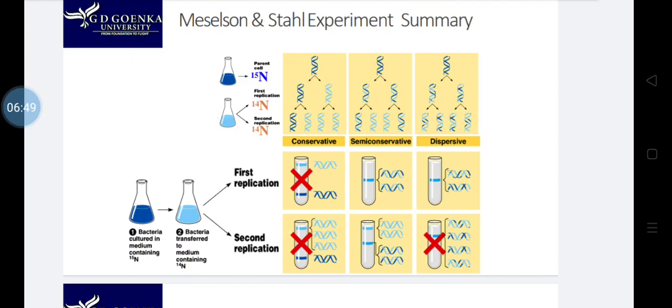So this Meselson and Stahl experiment was the experiment to prove that DNA replication takes place in each and every cell of our body only through the semi-conservative model, not the conservative or dispersive model of DNA replication.